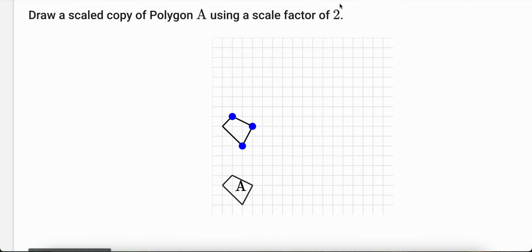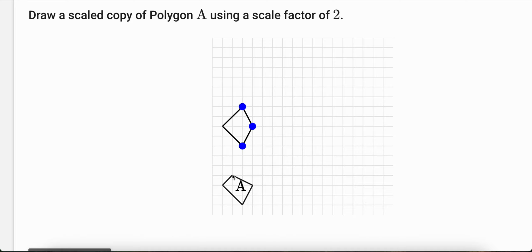So if I'm going to apply a scale factor of 2, I need to double those moves. So instead of going up 1, I'm going to go up 2. Notice I dragged the point to the beginning location, so I didn't have to think about where it was. I can just apply the moves that I need to. So I'm going to go up 2 and to the right 2.